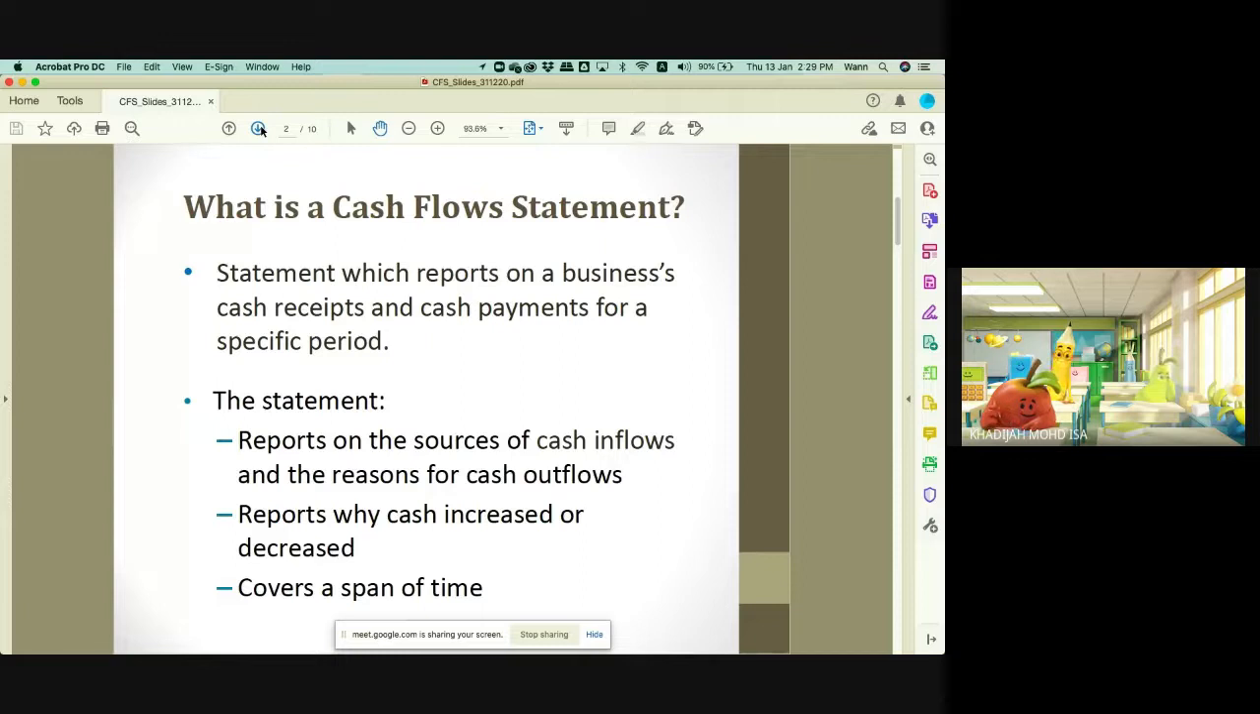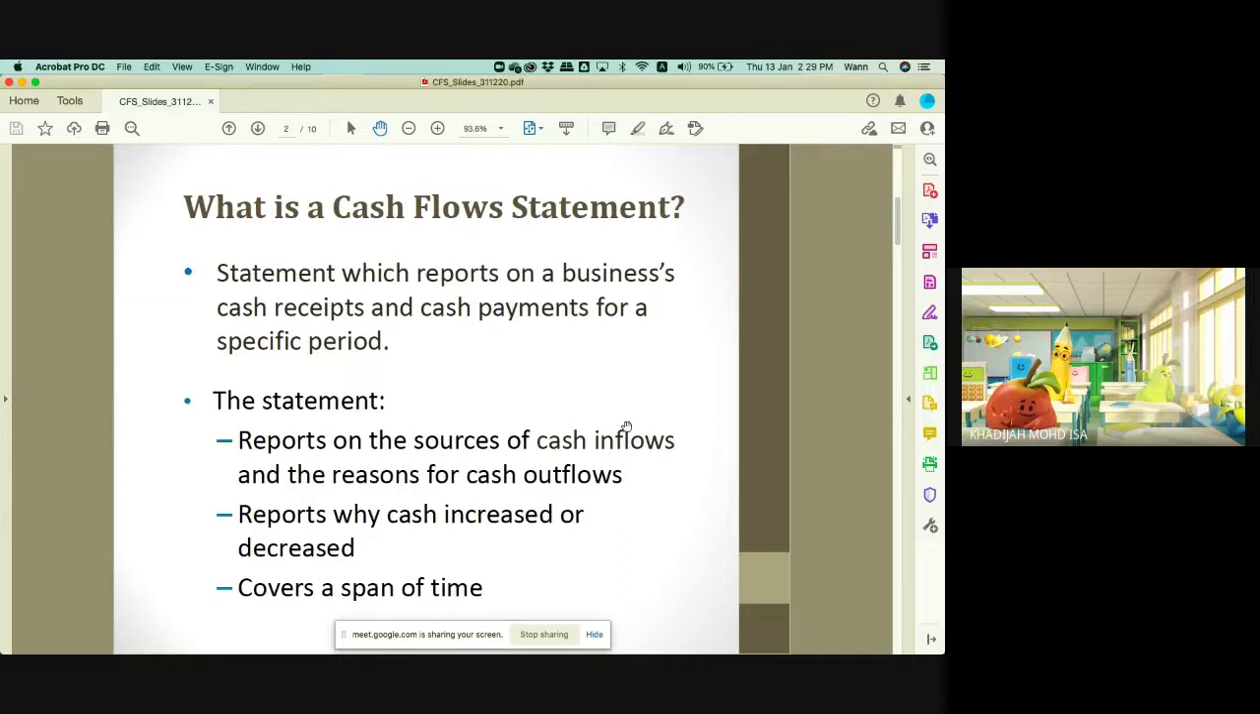Cash receipts and cash payments for a specific period. It reports on the sources of cash inflows and the reasons for the cash outflows. It reports why cash increased or decreased during the period, and it covers a span of time. It means that it covers a period from, for example, the beginning of the year until the end of the year.